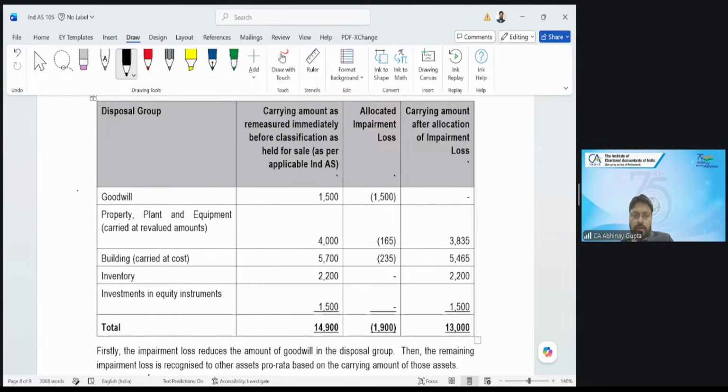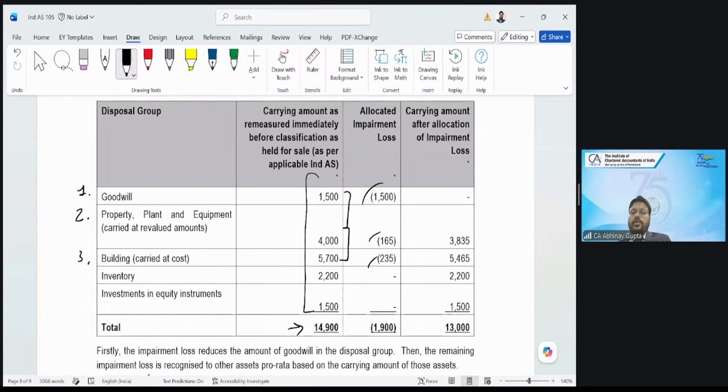So other non-current assets: number one, goodwill. Number two, property, plant and equipment. Number three is the building, right? So among these three items only, we will be allocating this 1900. My original carrying amount on the date of the classification given in the question is 14900, and I will allocate this 1900 in the ratio of these three, right? So the total of these three will be in the denominator, and one by one, 1500, 4000 and 700 would be in the numerator, and accordingly this calculation will be performed, right? So 1500, 235 and 165 and 235.